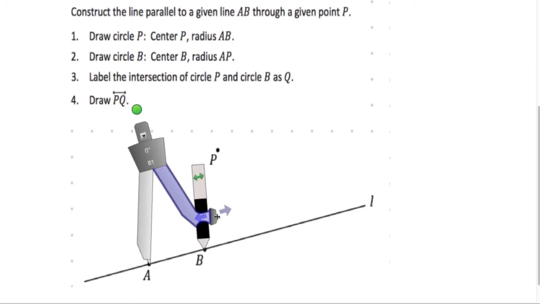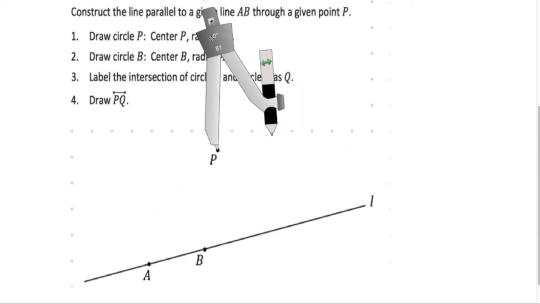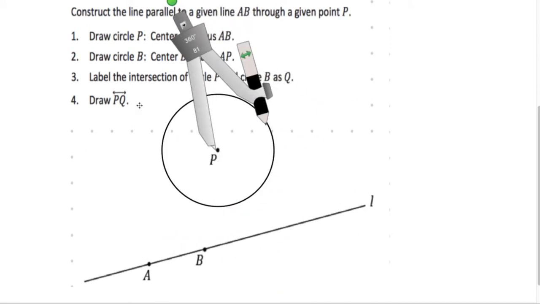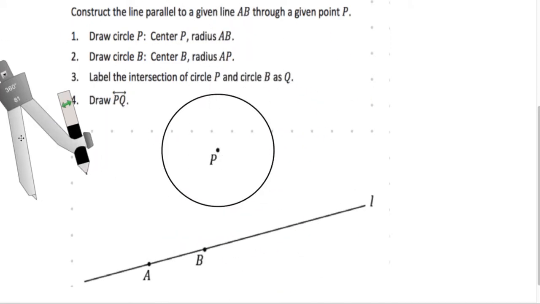From A to B, we measured that distance and we made that circle around P. All right, so we made our circle. Everyone has the following image. Yes? We're good? All right, now we need to draw a circle around B.